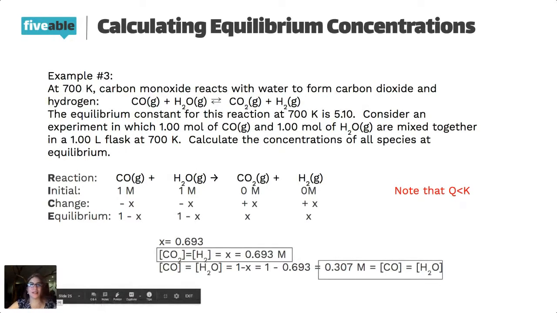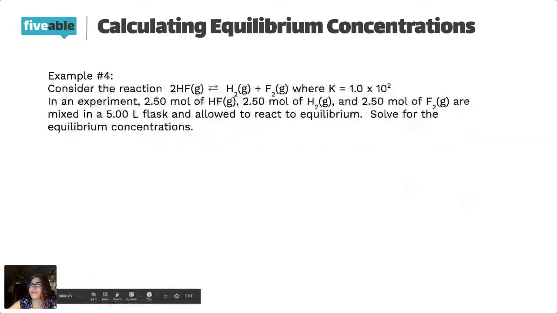Okay, let's continue with another example. So in example number 4, now we have this reaction of hydrofluoric acid or hydrogen fluoride, because it's gas, not aqueous. If it was aqueous, it would be hydrofluoric acid, but it's only hydrogen fluoride, decomposes to hydrogen gas and fluoride gas. They're giving us a value of K that is bigger than 1.